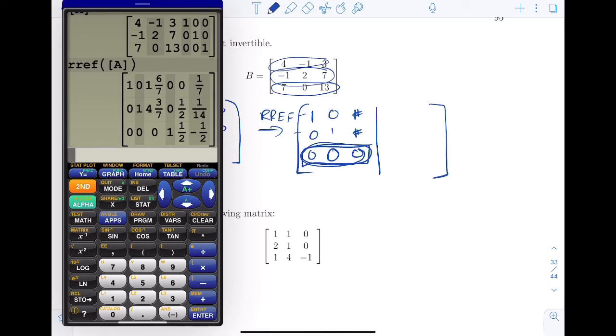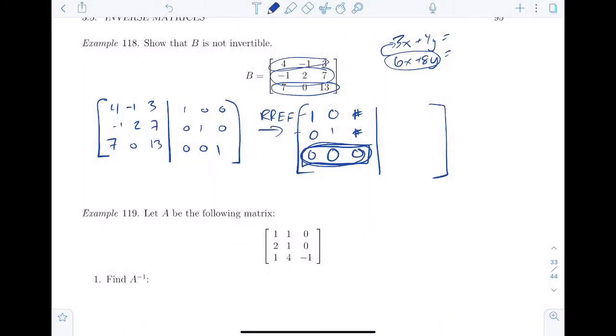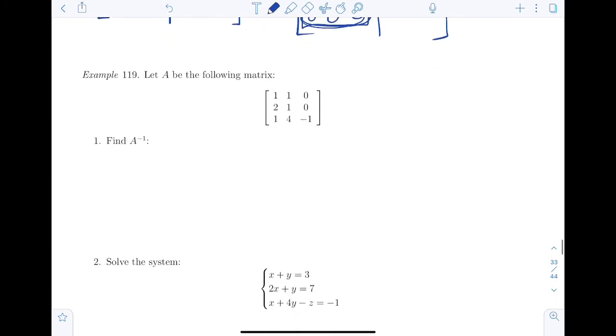It's kind of like having 3x plus 4y equals something, and 6x plus 8y equals something. So this is just a multiple of this one, and so you can sort of make it out of those. That is the problem here, so we will not be able to find the inverse. In any case, you start by trying to find it, and then you'll see it doesn't work.